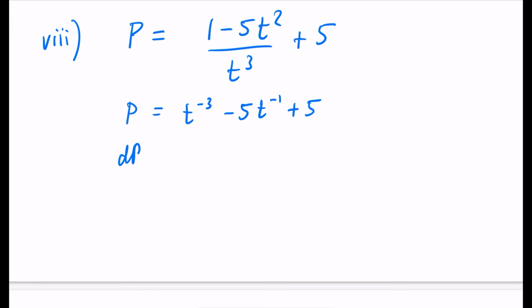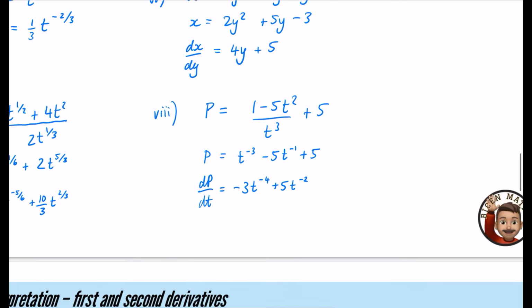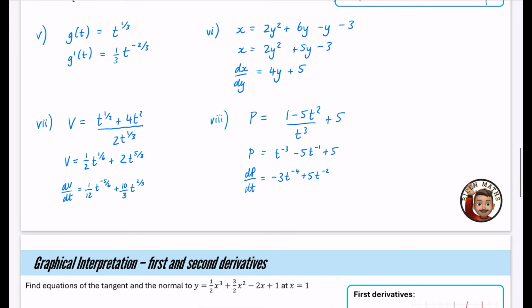So when I differentiate dp dt, I will pull that power down, so it becomes minus 3, and I will reduce it by 1. I will do a minus 5 multiplied by a minus 1, which is a plus 5. That's me pulling the power down, and I will reduce the power by 1. And obviously this 5 will go to nothing, and we end up with the statement that dp dt is equal to minus 3t to the minus 4 plus 5t to the minus 2.